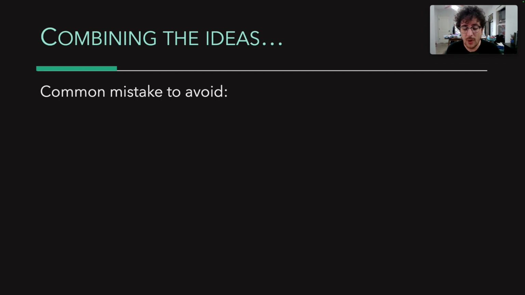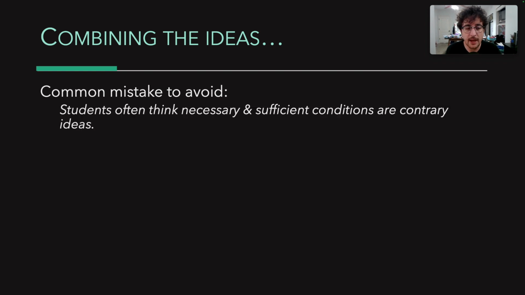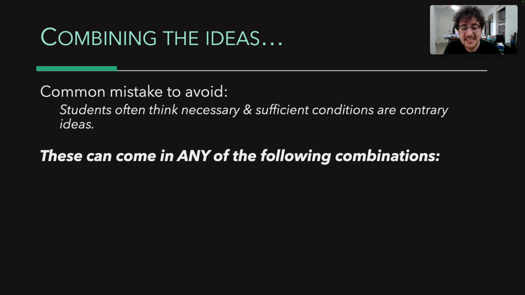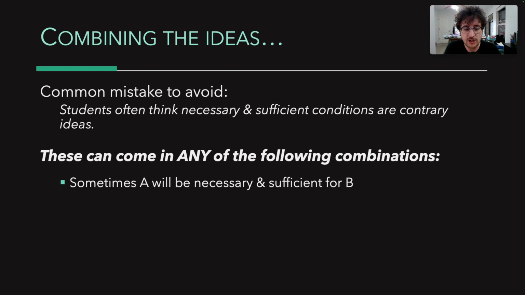One thing I want you to be aware of is a common mistake that students make. Sometimes students think that necessary and sufficient conditions are contrary ideas. So they think that if one thing is necessary for another, then it's not sufficient. Or they think that if one thing is sufficient for another, then it's thereby not necessary. That is a mistake. Sometimes that might be the case, but not always. These ideas can come in any of the following combinations.